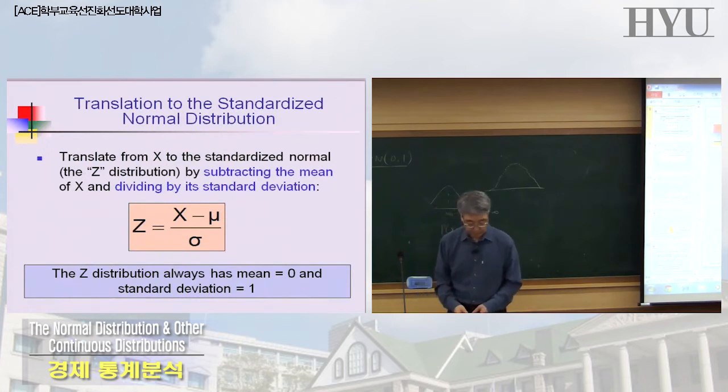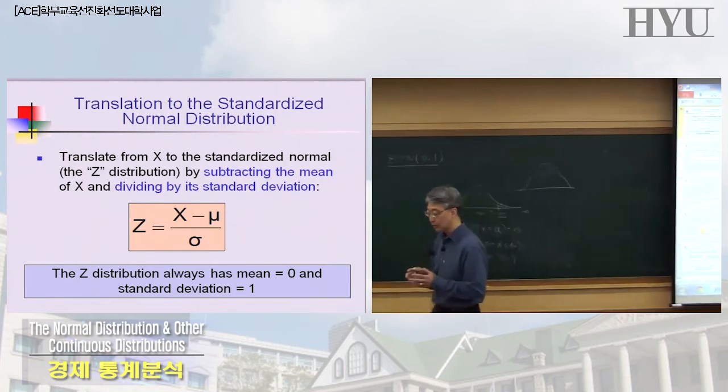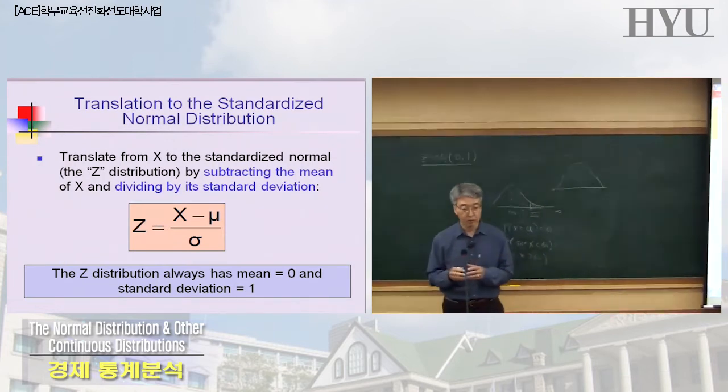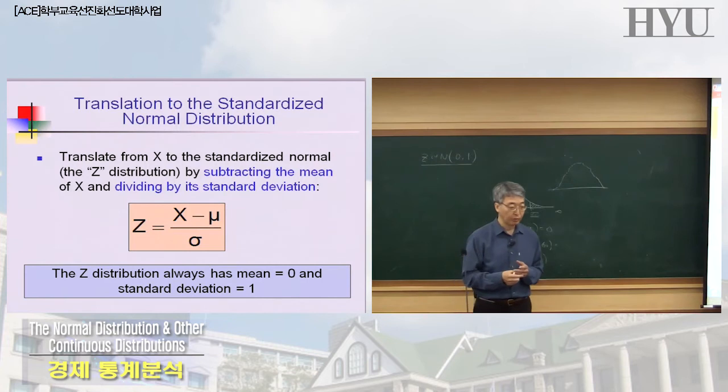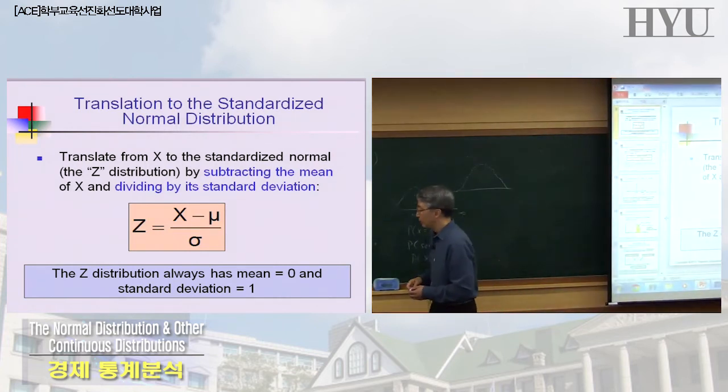And from now on, when we are dealing with any normal probability problem, what we need to do is translate that regular normal distribution into the standard normal distribution. I'll explain why we do that. You'll see why in a few minutes. But how do we do that?